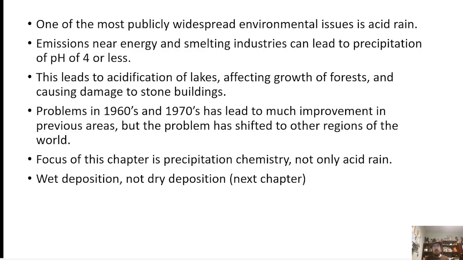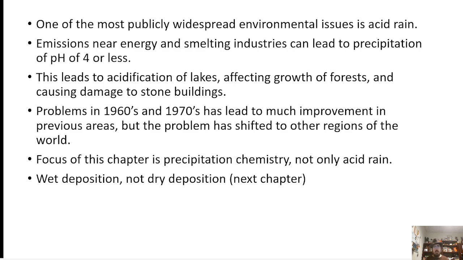So this leads to acidification of lakes, which will affect growth of forests and cause damage to stone buildings. This was a big problem in the 60s and 70s. We've seen a lot of improvement in some of the previous areas, but the problem has shifted to other regions of the world. So even though we had the problem in America and Europe, we fixed said problem, now other developing nations are having the same issues. They're coming through the same growth problems that we did.